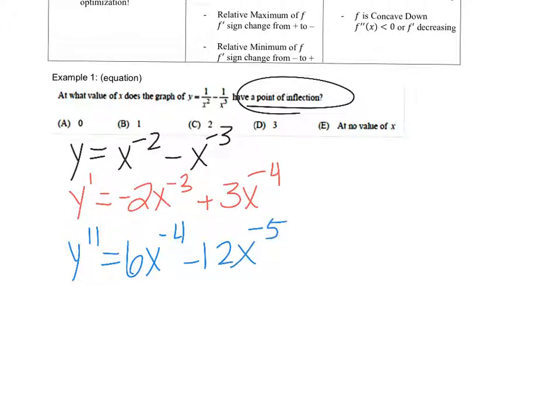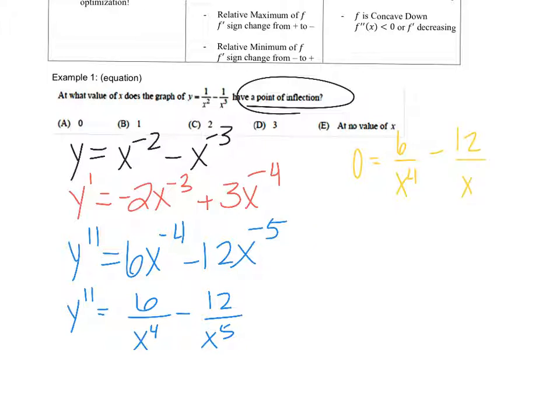Okay, so I'm going to rearrange this so that I can see what it actually looks like. Y double prime is equal to 6 over x to the fourth minus 12 over x to the fifth. Okay, so in order to get a point of inflection, I have to set the second derivative equal to 0. So I have 0 is equal to 6 over x to the fourth minus 12 over x to the fifth. And this looks a little intimidating, but really, if I just put everything as a fraction, and then I multiply by x to the fifth on the top of everything, this is going to work out really nicely.